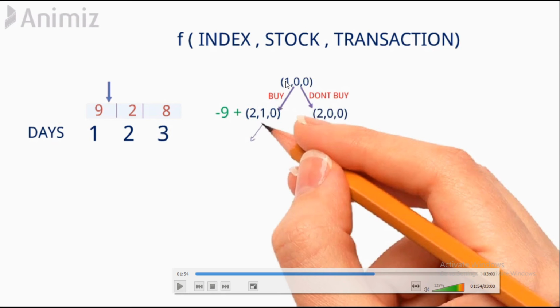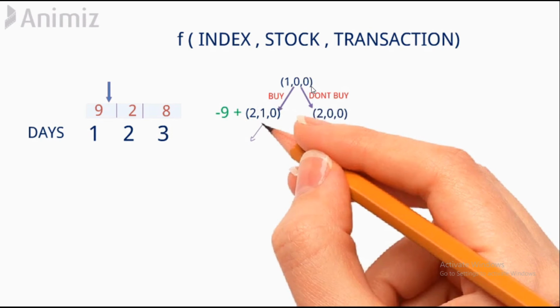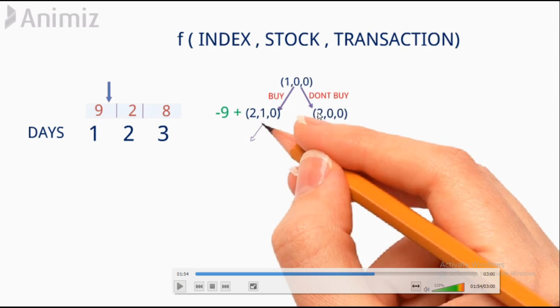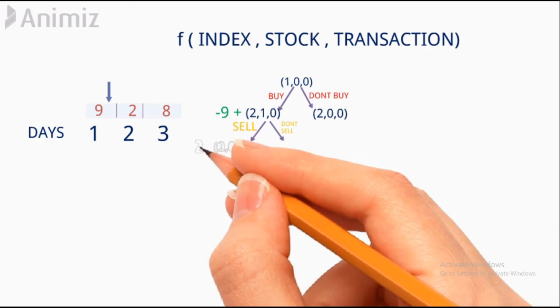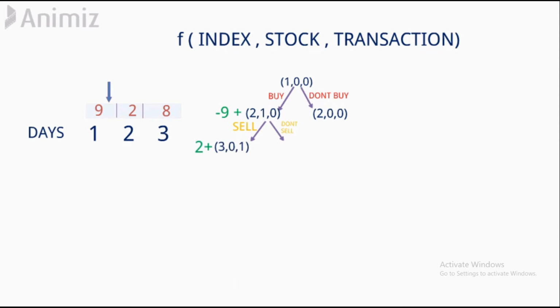Similarly, in the don't buy branch, since we have not bought today, that is on the first day, I would go to the second day, and previously also we did not have any stock with us. Now also we will not have any stock. Transaction will remain 0. Fine. Then again we will do the same thing. Each time we will branch out into 2 branches.